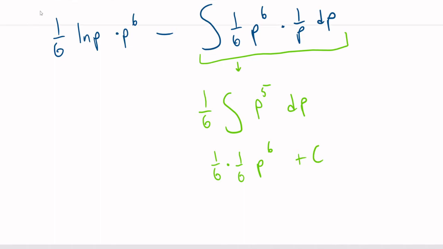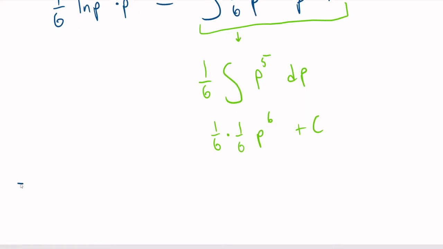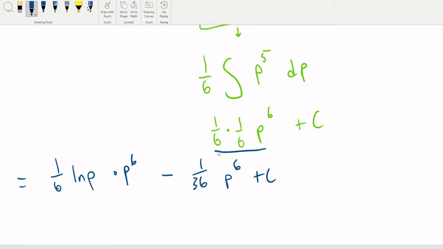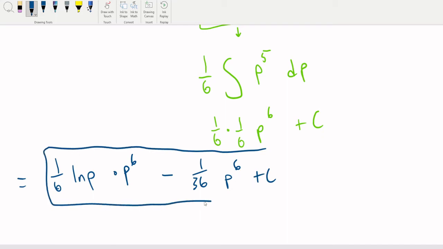Okay, so let's put it back all together now. Don't forget to do that. We've got all together, this is equal to 1 over 6 natural log of p times p to the sixth. And then we have minus 1 over 36 p to the sixth plus c. And we're done. Woohoo! All right.